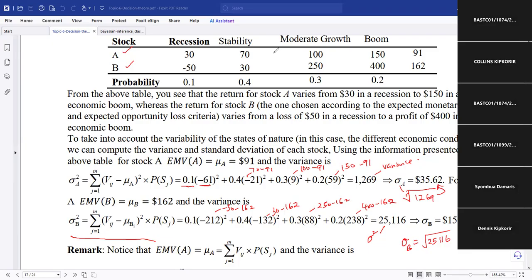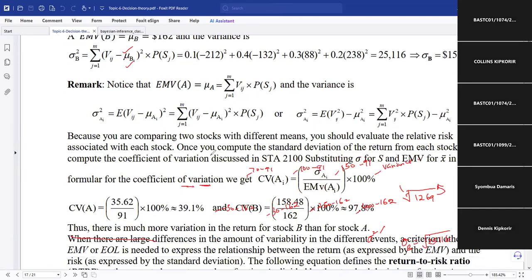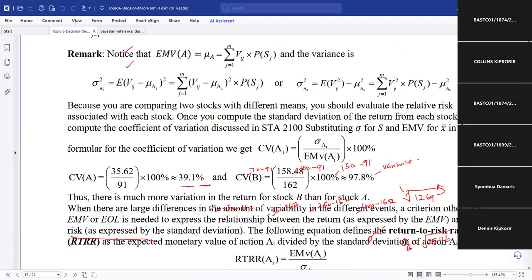Now, once we have the variances, as they are shown, because you are comparing two stocks with different means, you should evaluate the relative risk associated with each and every stock. So once you have computed the standard deviation and the return to risk, you compute what you call the coefficient of variation.